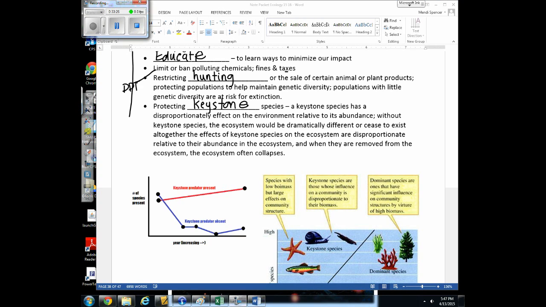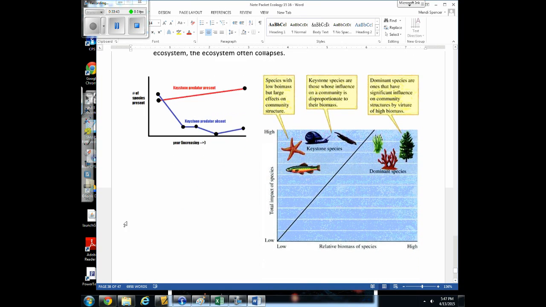So here's the important idea to understand about keystone species. The effects of the keystone species on the ecosystem are disproportionate to their abundance. What that means is when you look at the amount of biomass or the number of those organisms, it's actually really low. But despite having really low biomass and low numbers in ecosystems, they're highly important. We believe keystone species, if they go extinct, would lead to the collapse of entire ecosystems. One example of a keystone species is salmon.